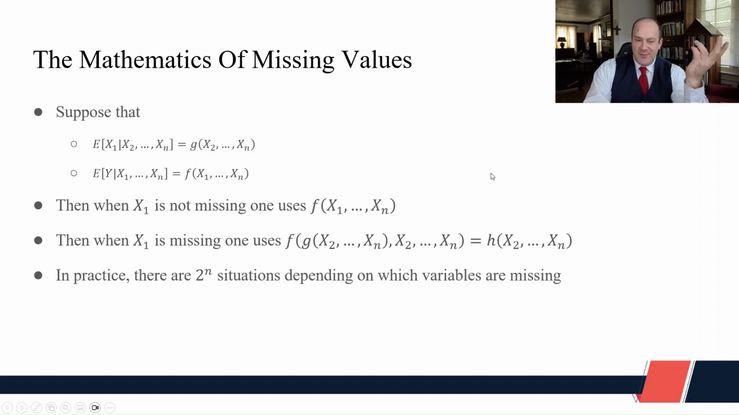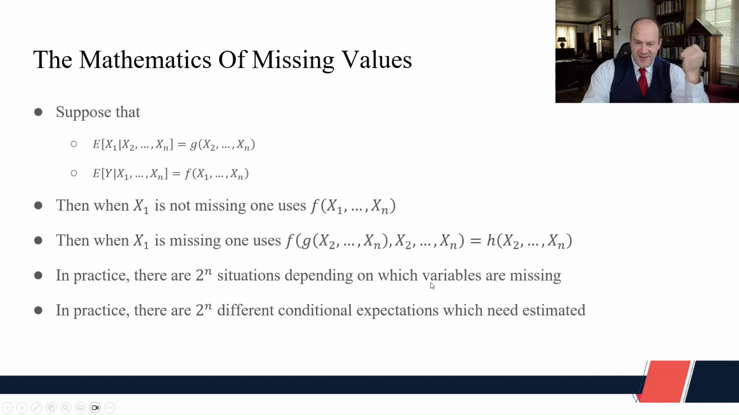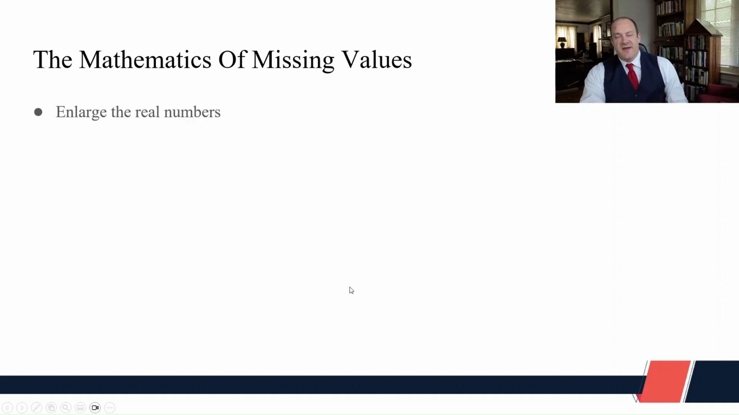And so now in practice, when you're talking about n predictor variables, what does that mean? That means that there are 2^n situations depending on which variables are missing for any given record. And so what does that mean? Well, because there are 2^n situations, there are 2^n different conditional expectations which need to be estimated. So that's a bummer.